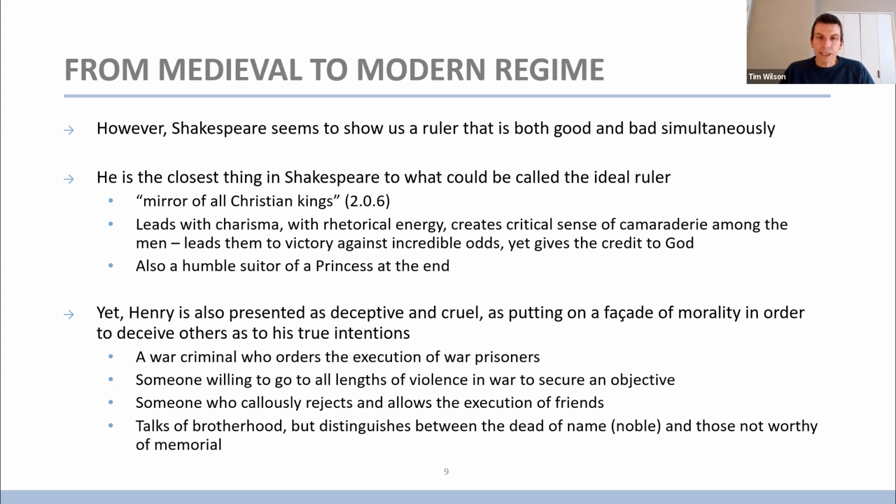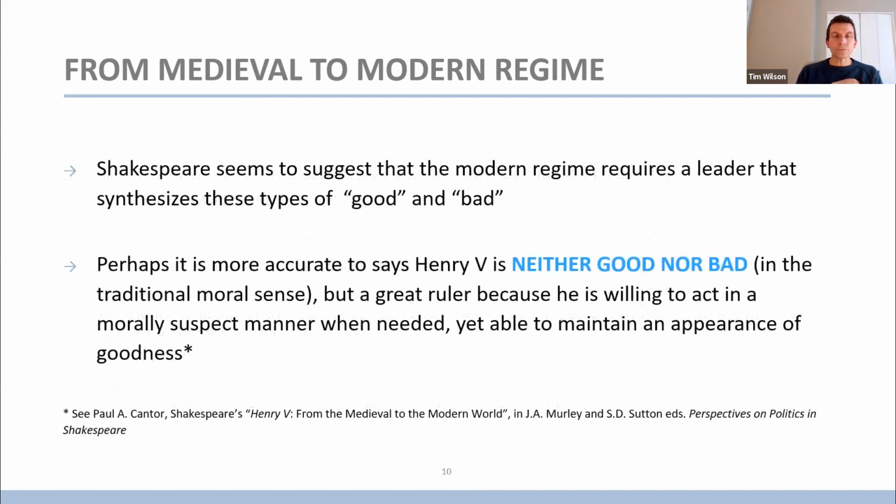Someone who callously rejects and allows the execution of friends, that execution scene of Bardolph, talks of brotherhood, but at the end he distinguishes between the dead of name, the noble, and those not worthy of memorial. So in the speeches before the battle, it was all, we band of brothers, but at the end, when the battle's over and we're talking about the deceased, he said, okay, let's gather the deceased of name, the nobles, and then there were the others that were not really worthy of memorial.